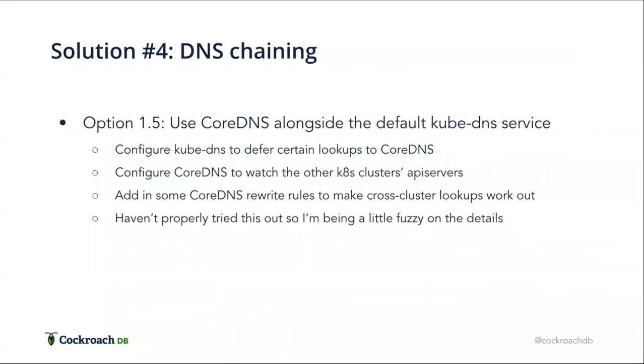Another alternative, which I haven't fully explored, is to run CoreDNS alongside the default kubedns service. So we could configure kubedns to defer certain lookups to CoreDNS, and then have our own CoreDNS that's configured exactly the way that we want it, running in each cluster, watching the other Kubernetes clusters. And we could use some of CoreDNS's plugins or the rewrite rules to make the cross-cluster lookups work out. But I haven't fully tried this out, and I haven't heard of anyone else that's actually doing this. So if you're going to try this out, I think it would work, but you're going to be in uncharted territory. So just beware that I don't think this is very well tread ground.